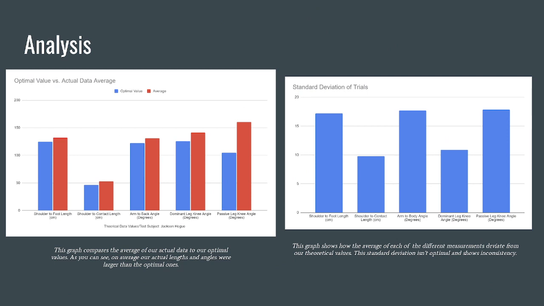Analysis. The first graph compares the average of our actual data to our optimal values. As you can see, our actual lengths and angles were larger than the optimal ones. This is something we would have to work on in the future. Our second graph is the standard deviation of trials. Our standard deviation usually ranges from 10 to 17, which is not very good, and it shows inconsistency.